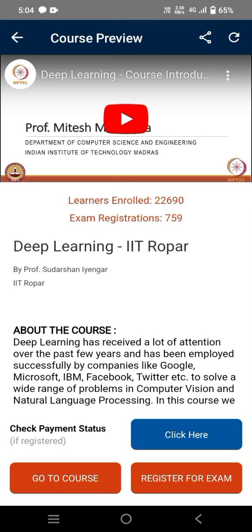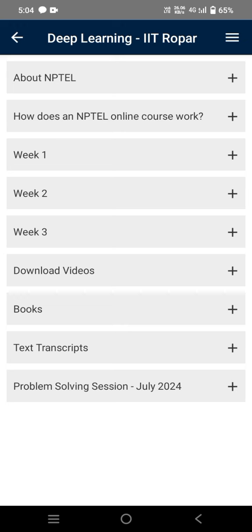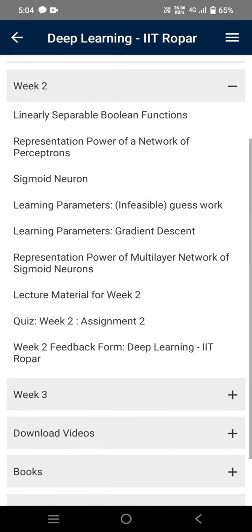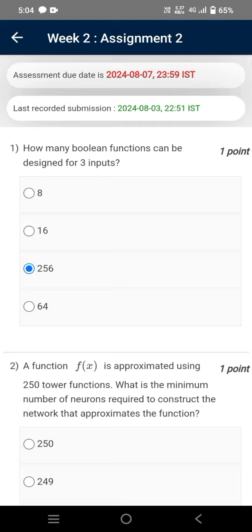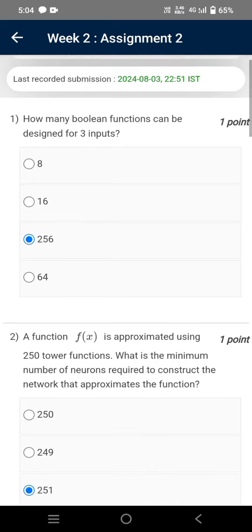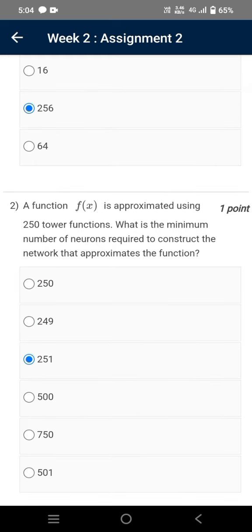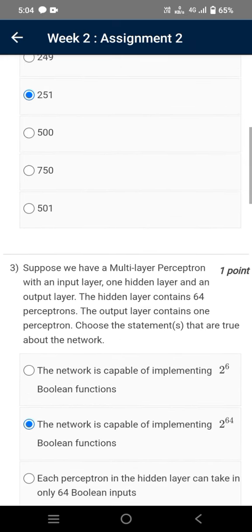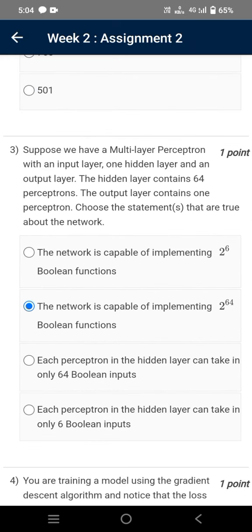Today we are going to discuss Deep Learning IIT Ropar NPTEL Assignment 2 Week 2. So go to course Week 2 and Assignment 2. For our first question, answer will be option C, that is 256. For the second question, answer will be option C, 251. Question third, answer will be option B.